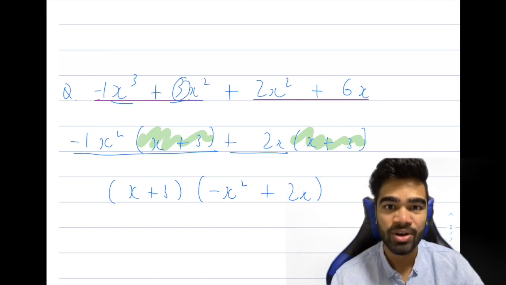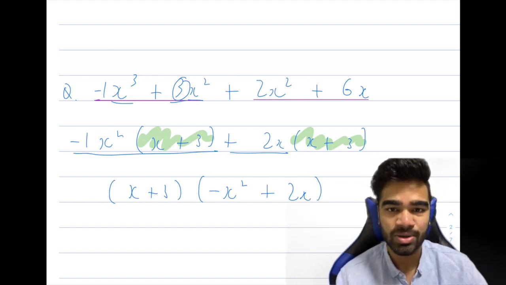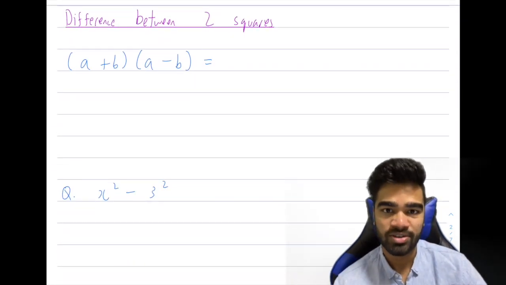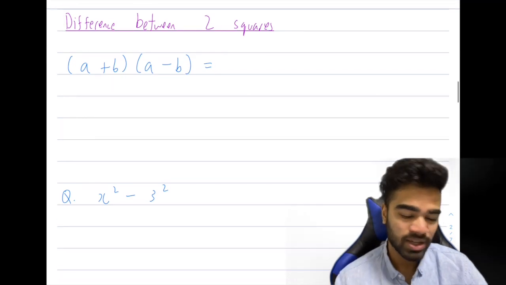That's 2.4. So we'll do more of this. So if you don't understand, don't worry, we'll go through it a fair bit more again. All right, let's move on to the last form of factorizing we're going to do this lesson. So a plus b, a minus b.